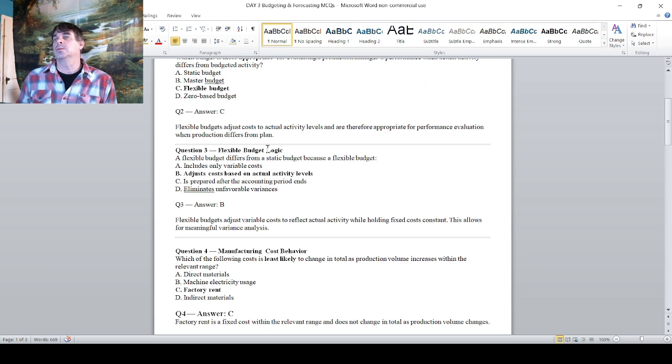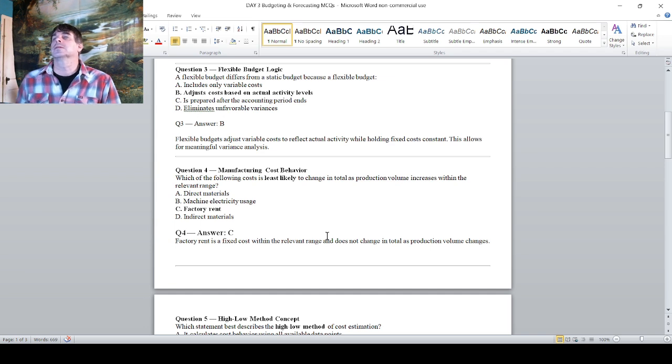Question 3, flexible budget logic. A flexible budget differs from a static budget because a flexible budget: B, adjusts costs based on actual activity levels. Flexible budgets adjust variable costs to reflect actual activity while holding fixed costs constant, and this allows for a meaningful variance analysis.